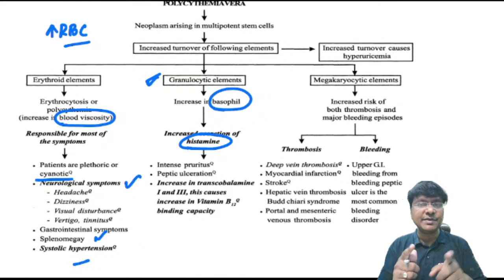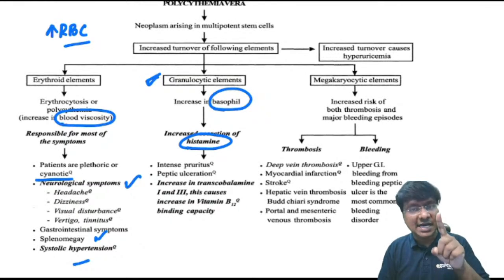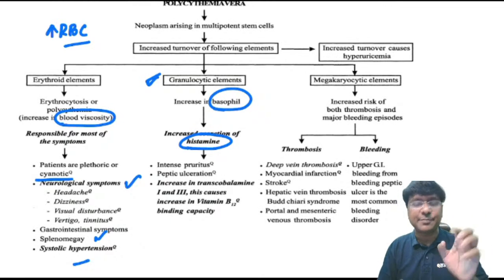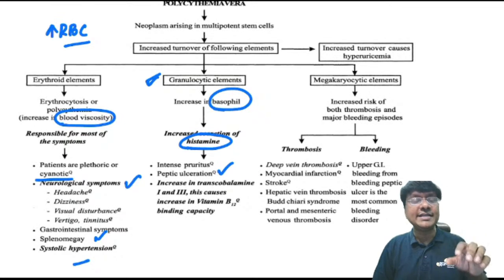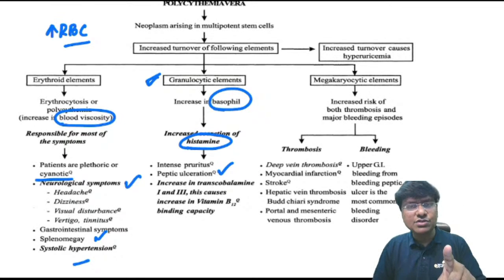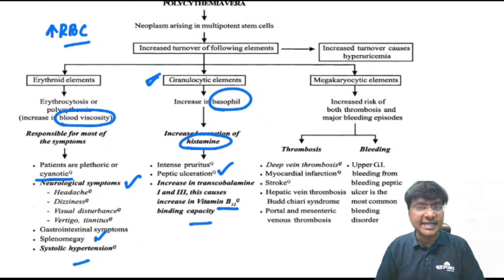And this histamine will also stimulate the parietal cells which are present within the stomach. Once the parietal cells are stimulated, there is excessive HCl production, and that will result in peptic ulceration. And there will also be release of intrinsic factor. Because of excessive release of intrinsic factor, there is increase in transcobalamin 1 and 3. This causes increase in vitamin B12 binding capacity. So these will be the manifestations because of increase in the granulocytic element.